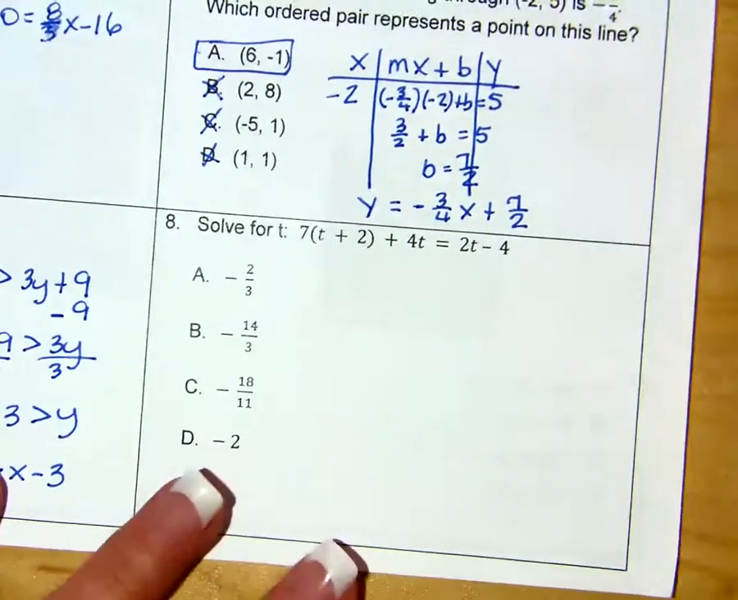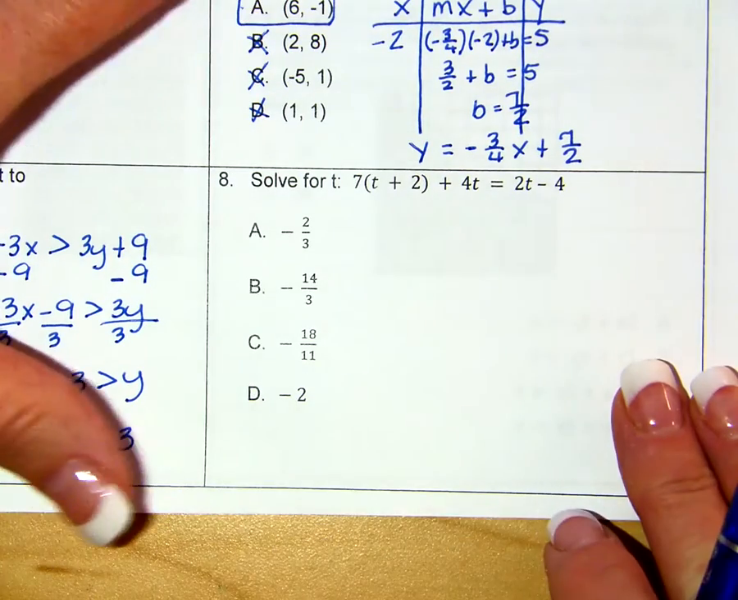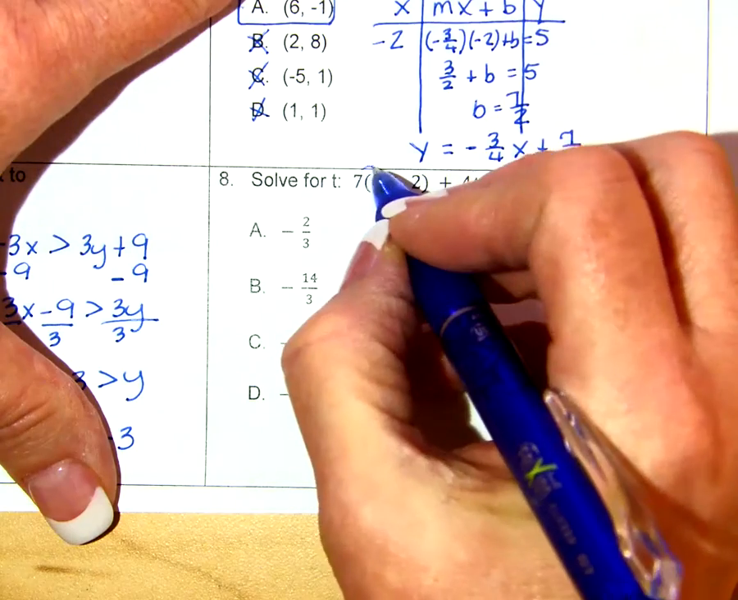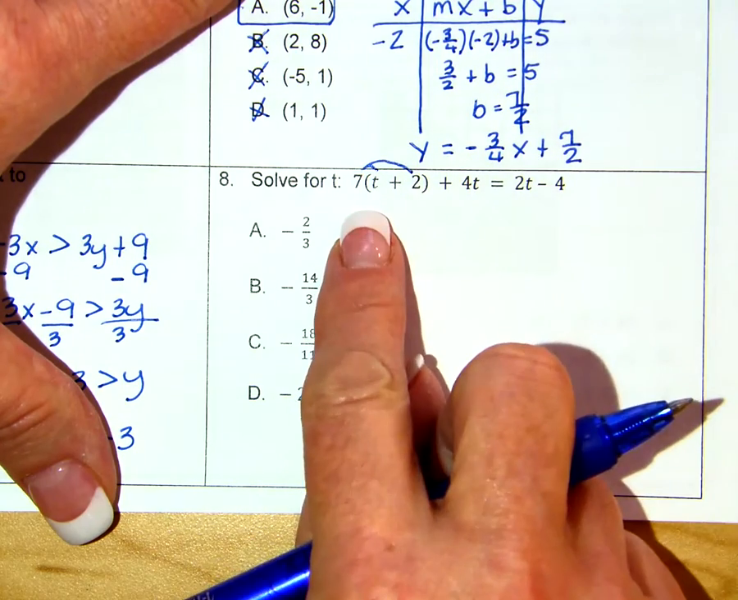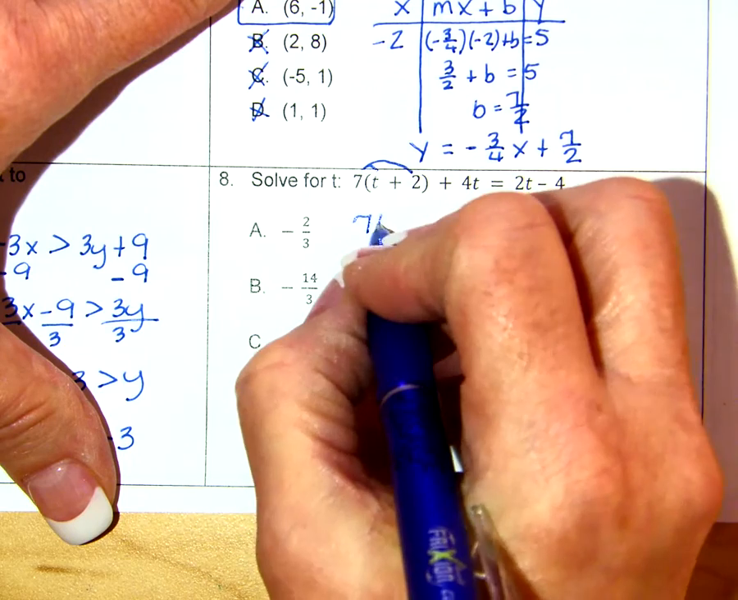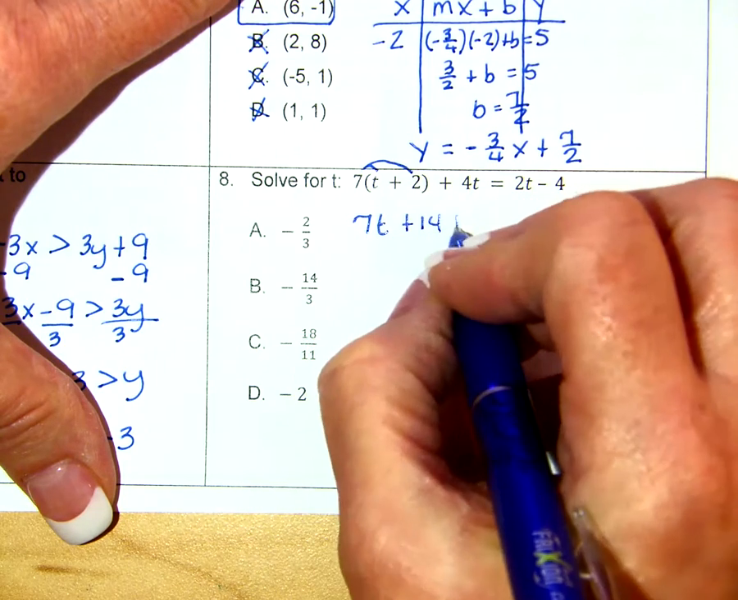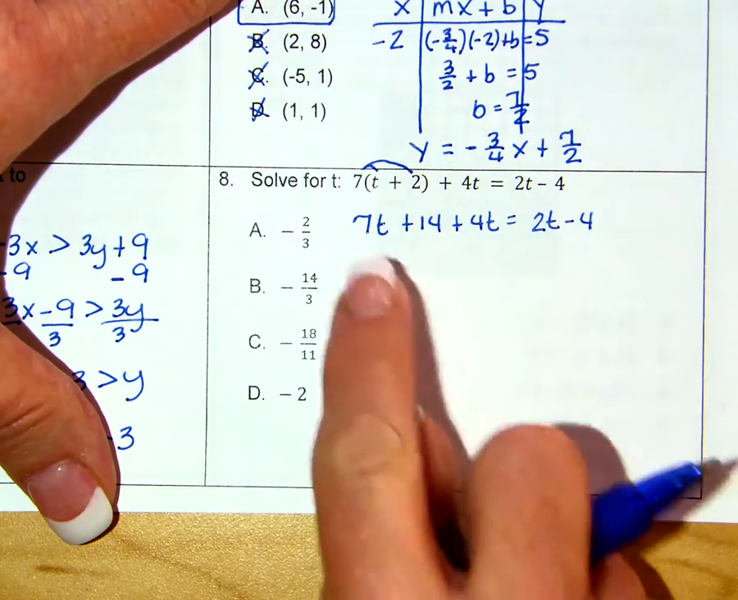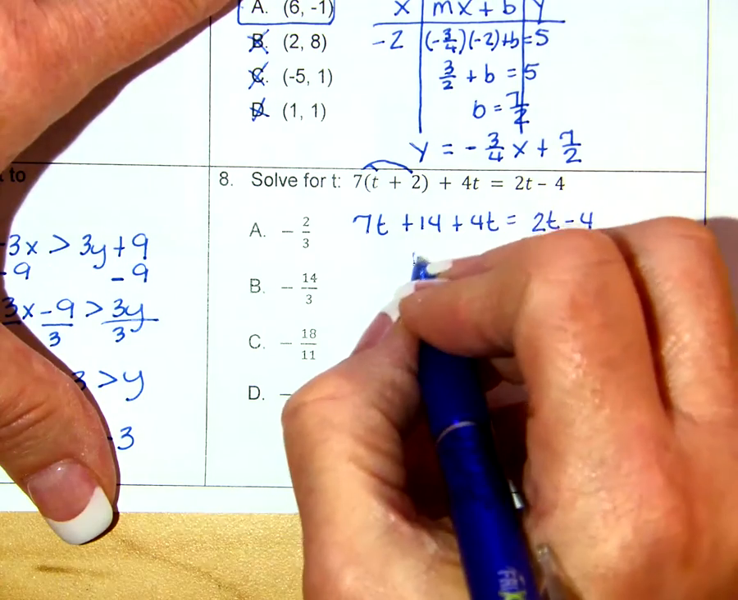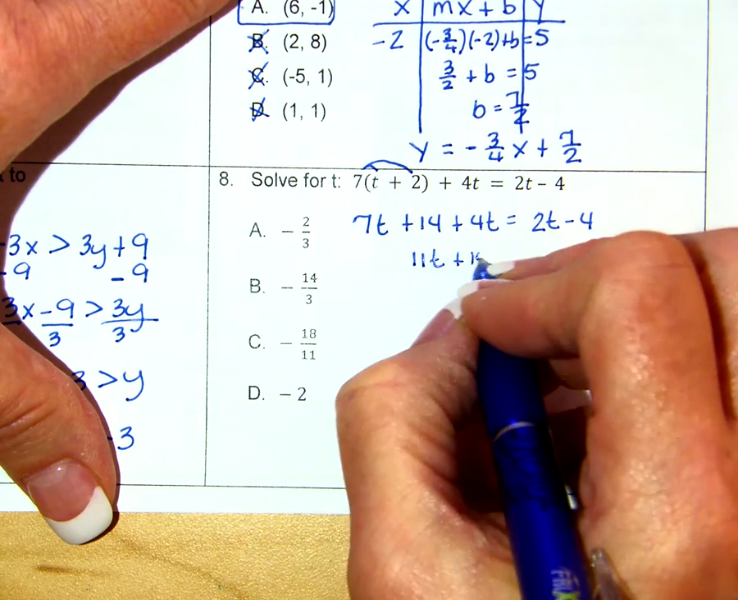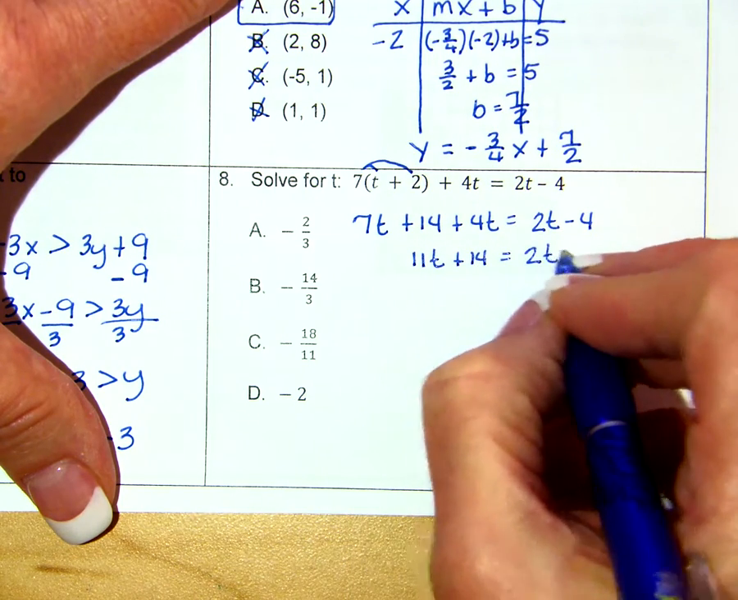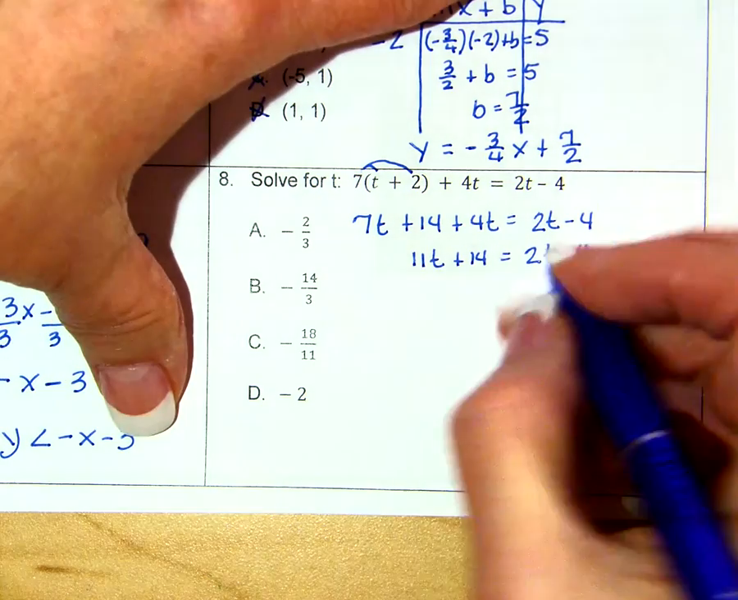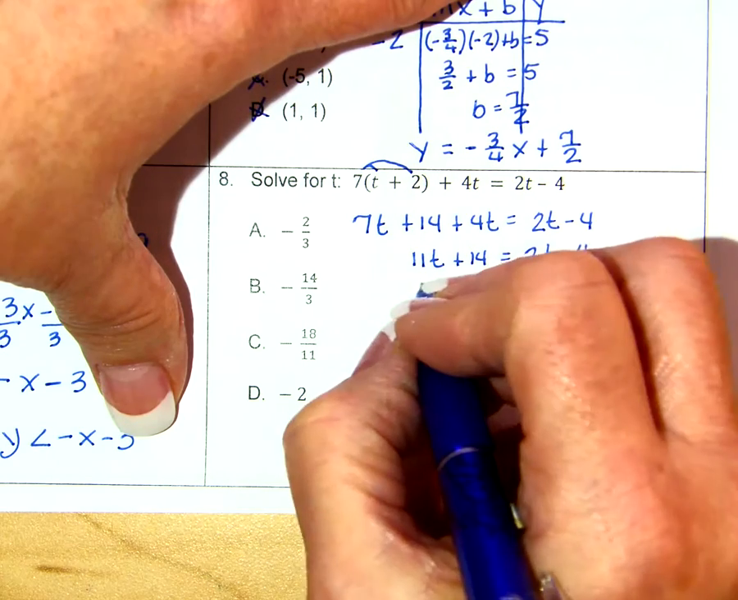Our final example, our final problem for this video is going to be solving for t in problem number 8. So first off, we're going to need to distribute this 7. So we get 7t plus 14 plus 4t equals 2t minus 4. Now we have like terms over here. We need to combine those because we need to simplify before we start the solving process. So now both sides are simplified, but t is on both sides. So I'm going to get rid of the smaller t.